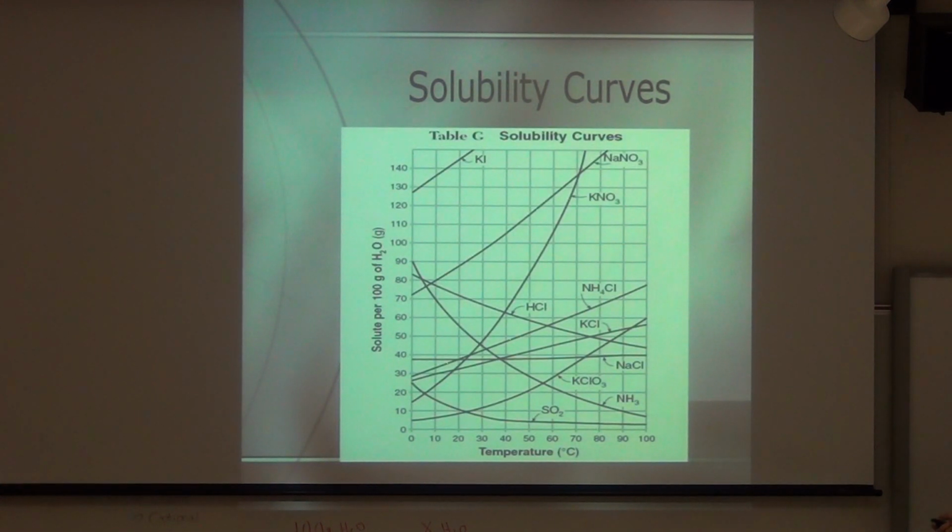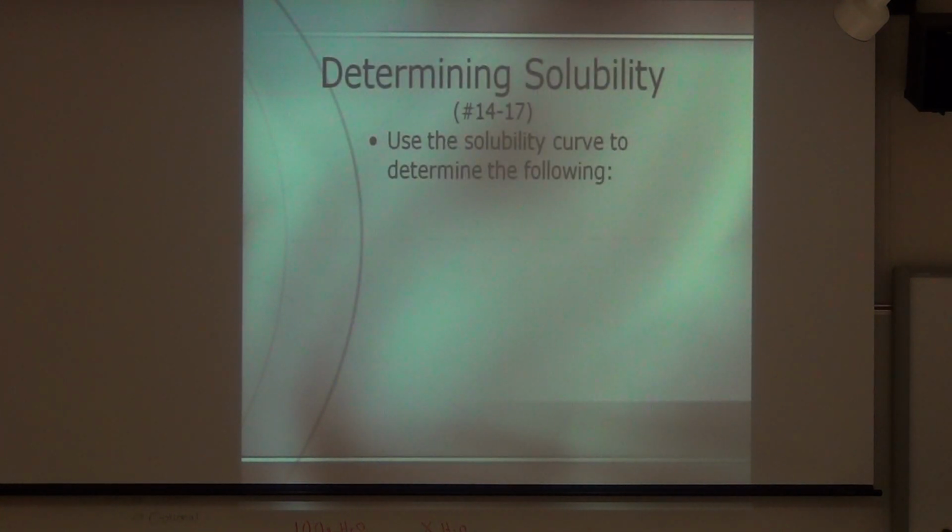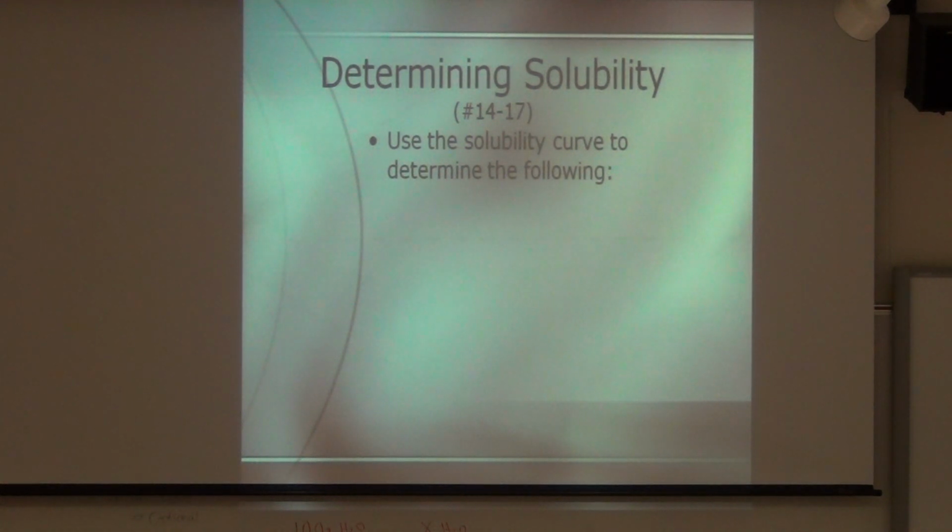This is just another solubility curve that's got a whole bunch of substances on it. I'm just going to move past this because you've got a solubility curve on your review sheet. We'll do a couple of questions to review to make sure that we can use that solubility curve. So the first one I want you to check on is how much potassium chlorate can be dissolved in 100 grams of water at 10 degrees Celsius.